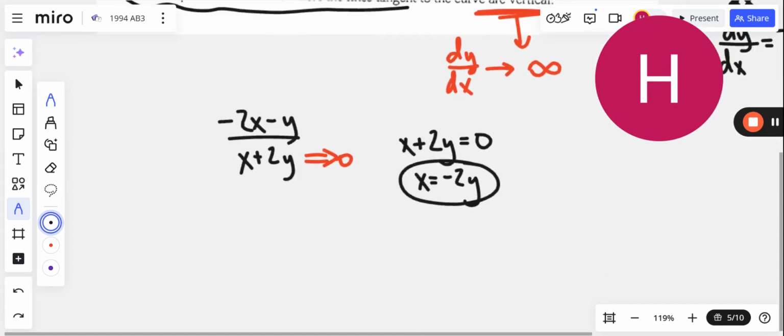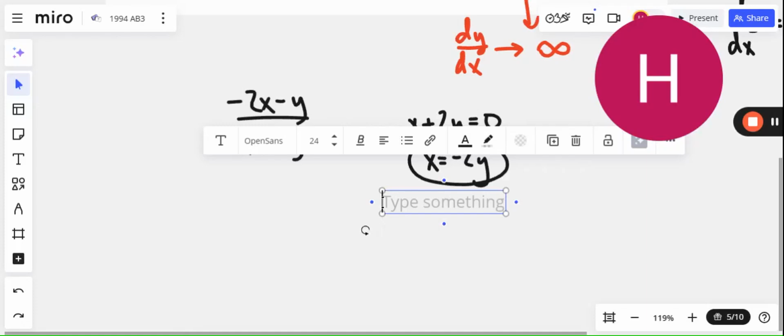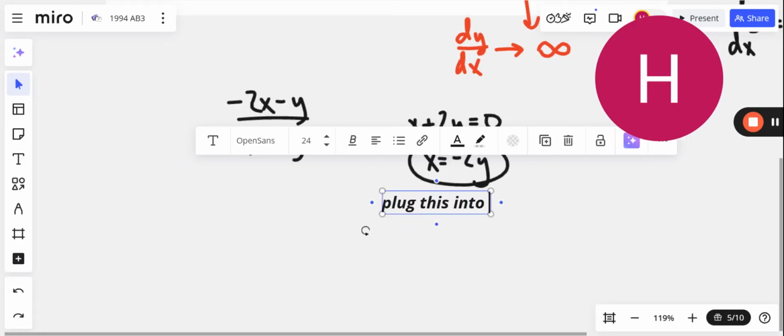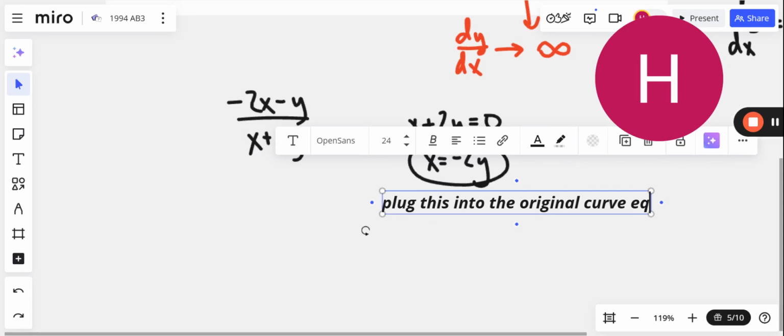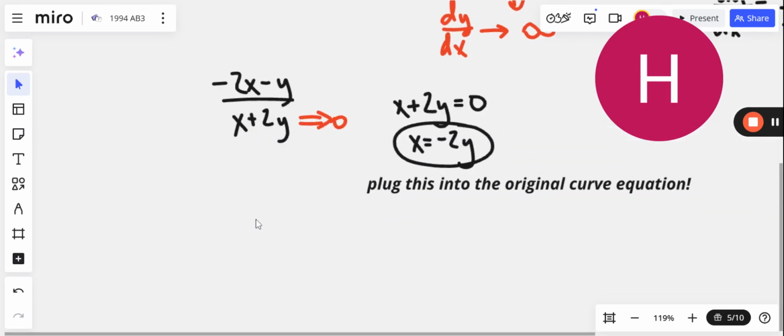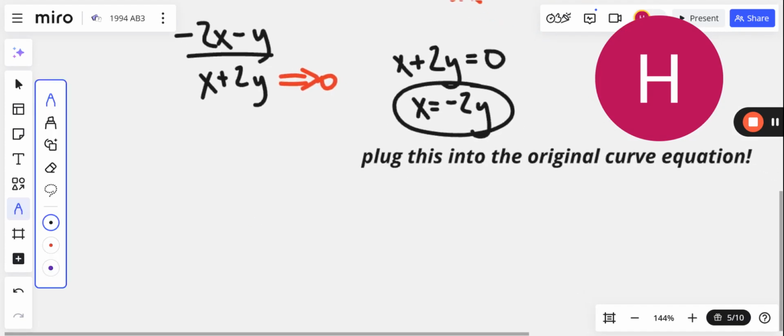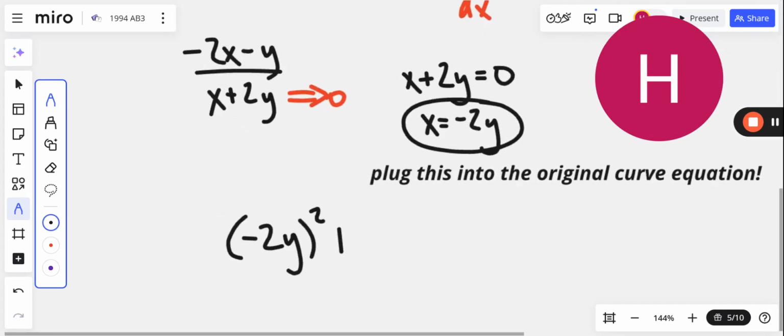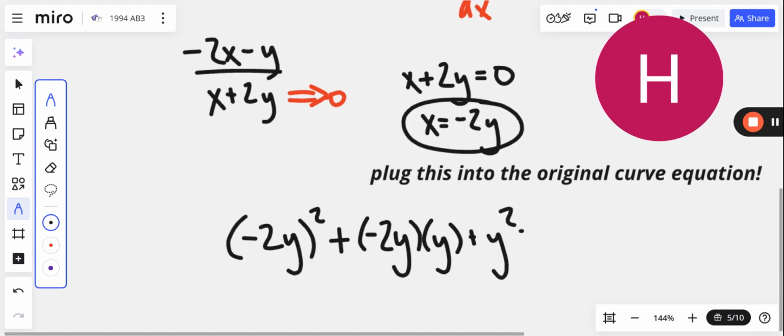So how do we use this connection? We must plug this in the original curve equation. So we just basically make a substitution. That's all we're really doing here. You can do this with the x or you can do this with the y. It's totally up to you. I just chose to replace the x with negative 2y, squared, plus x times y, which is negative 2y times y, plus y squared equals 27.